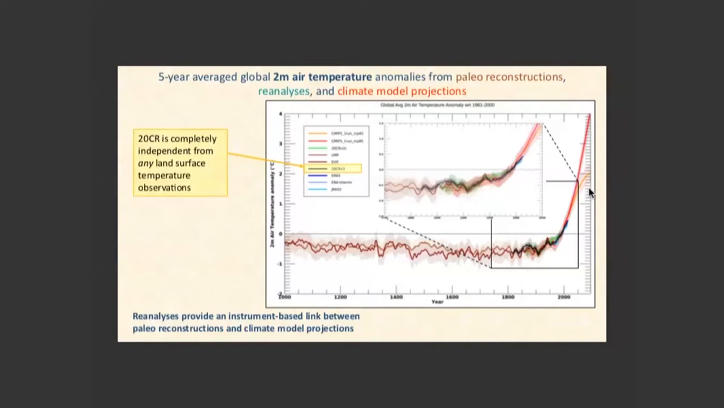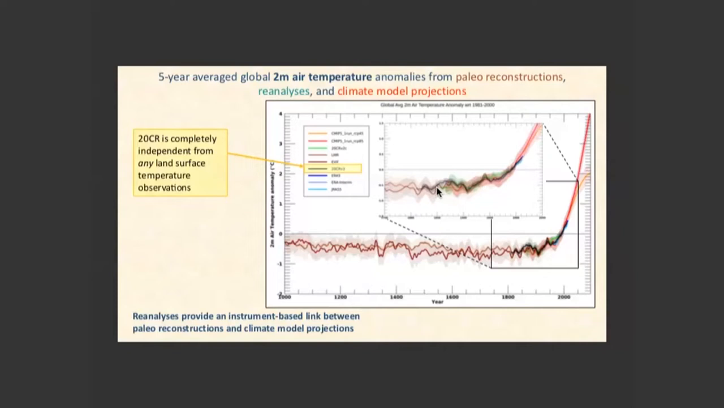And then we have the instrument-based reanalyses that link the two. We include ERA5, ERA-Interim, and JRA-55 in blue, but those actually don't span far enough backwards to really link paleo and the climate model projections. So the 20th century reanalysis is the only one that's really able to do that now. I wanted to point that out as a benefit of historical reanalyses: they provide the link between the paleo and the climate model projections.